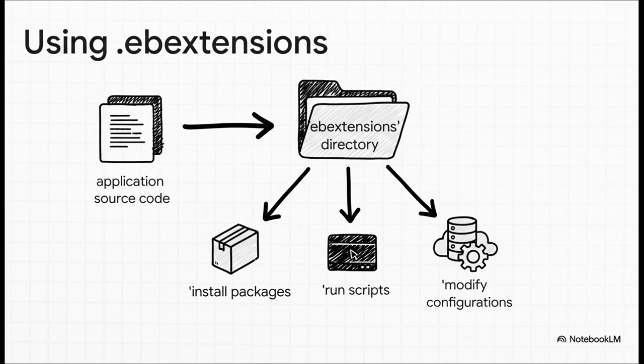So, what are they? Basically, inside your application's source code, you can create a special folder called .ebextensions. You can put simple configuration files in there that let you do really powerful things, like install operating system packages, run custom scripts during deployment, or set server configurations. It's your escape hatch to get full control over those EC2 instances.